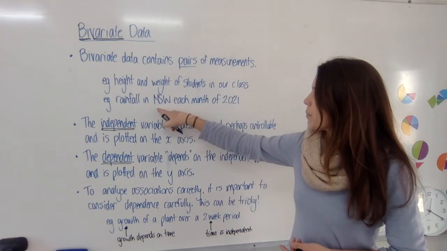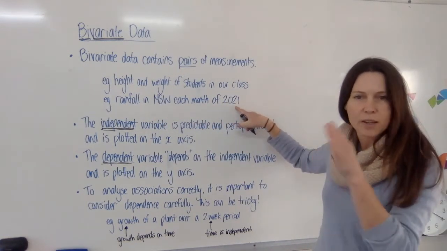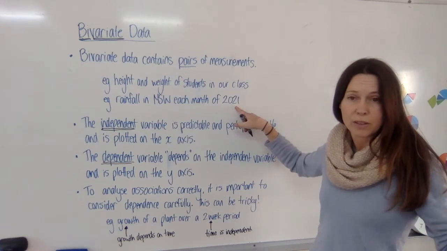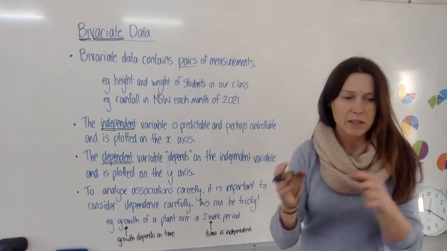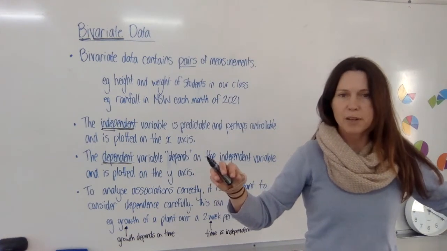So in this example up here, we'd say that time is independent because it's just going to tick away whether we measure the rainfall or not. It says, I'm time, I'm just passing, I don't really care what you do. So we put it on the x-axis because time's just going to go on forever.